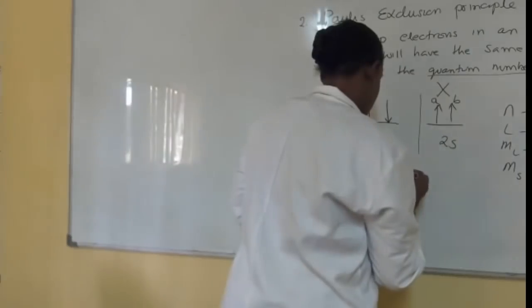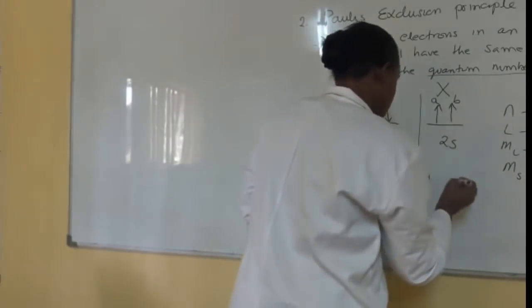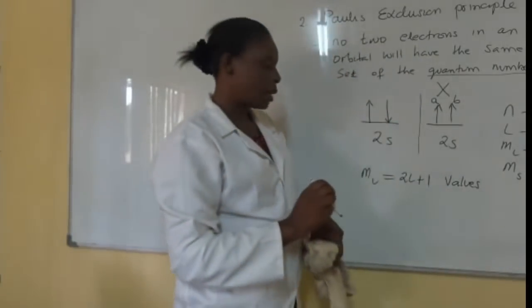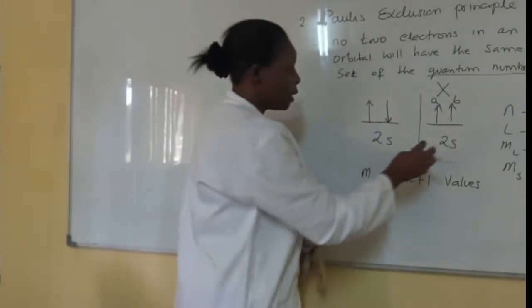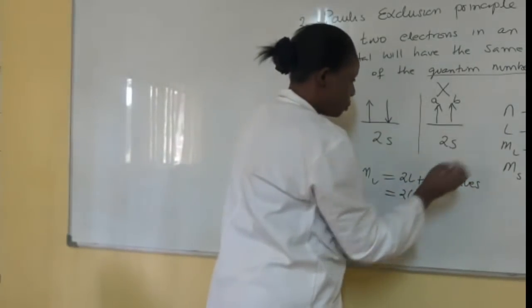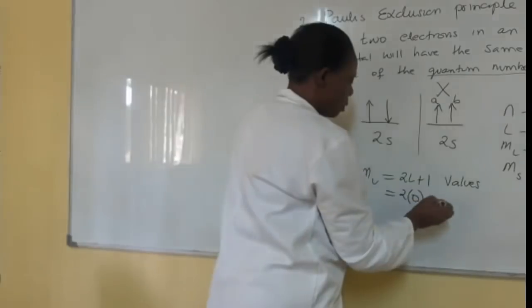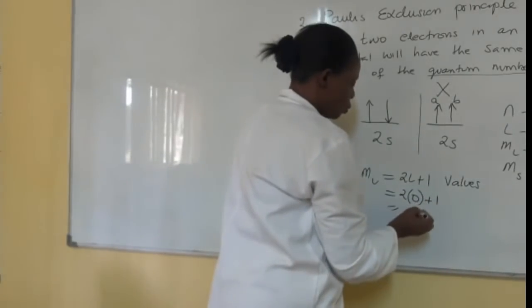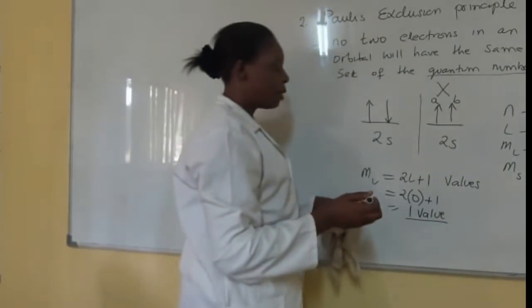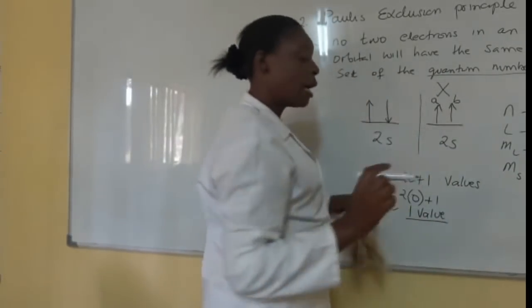The total number of ML values is 2L plus 1. Since L there is 0, it will be 2 times 0 plus 1, so it will be 1 value. This is the maximum number of ML values this orbital can have.